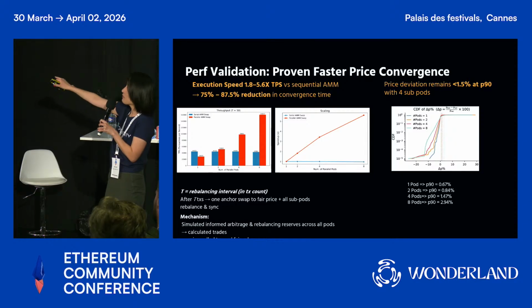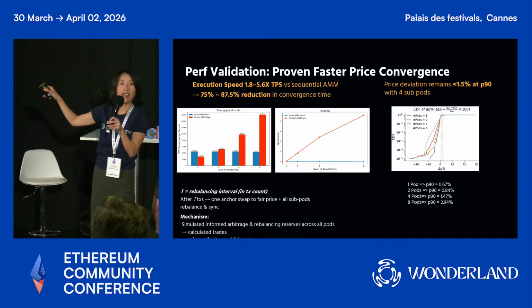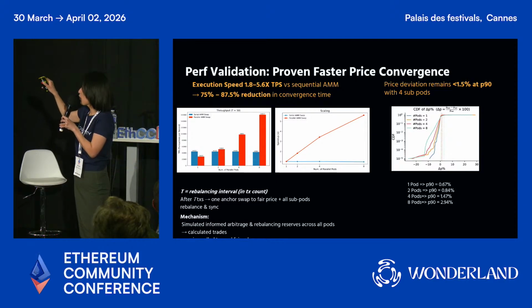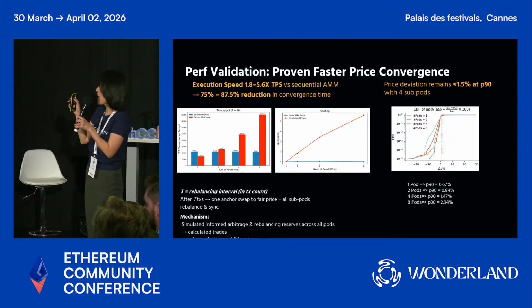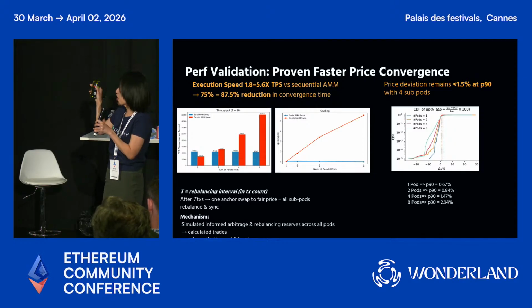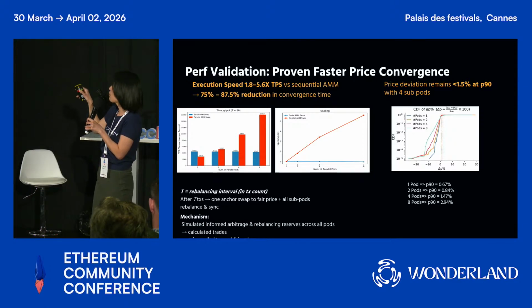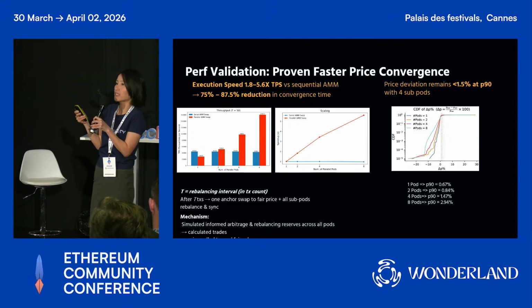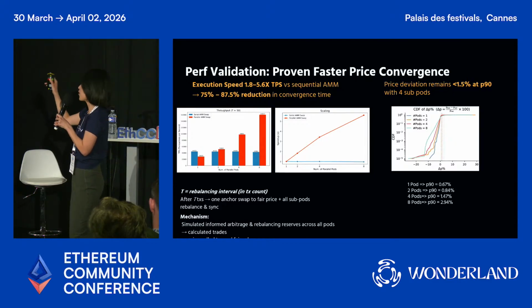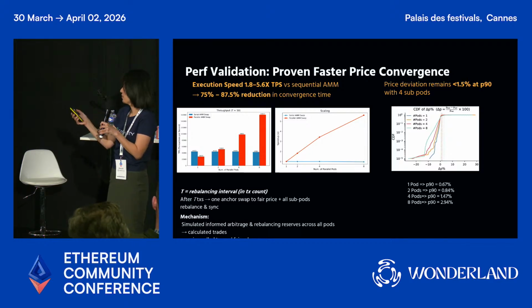And we have this performance validation here. Firstly, let's look at throughput. The execution speed is indeed 1.8 to 5.6x TPS versus sequential AMM. And that translates to a 70% reduction in convergence time to the fair price. And for the price deviation, it will remain within 1.5% at the 90th percentile when we have 4 sub-pods. That is just to prove that we have built everything and we have stress tested it.